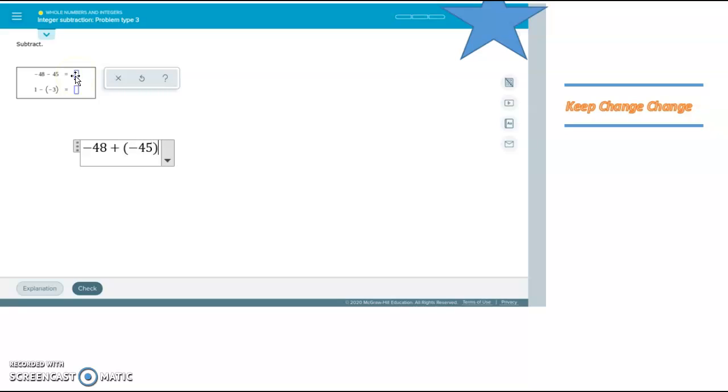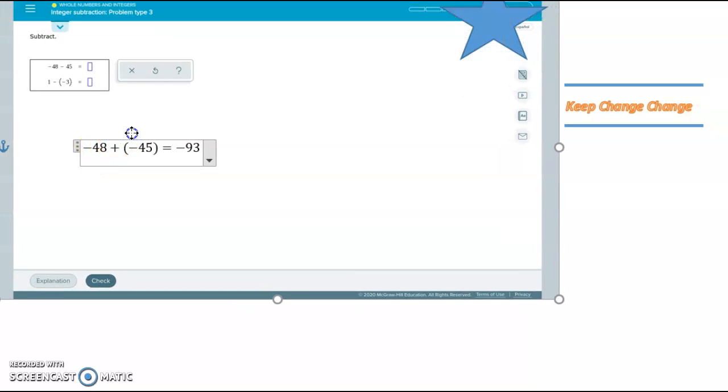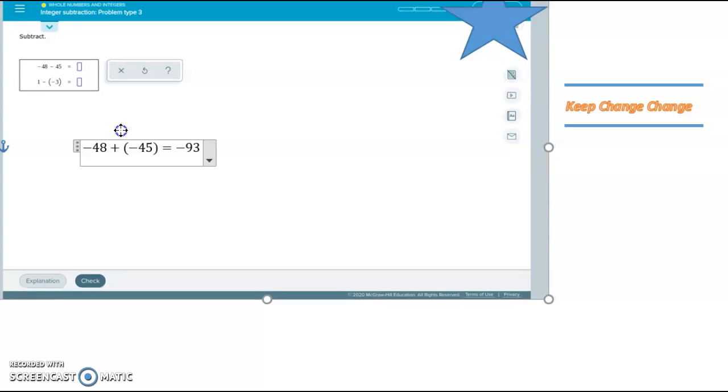I'm going to put a parentheses around it so you guys don't get confused with the positive and negative right by each other. So the parentheses really doesn't mean anything. I'm just going to put that there so you're not confused. So what will our answer be? Negative 48 plus negative 45. We're basically adding the same things, and we're just using the same sign that they both have, and that's going to be negative 93. That would be your answer for this one right here.